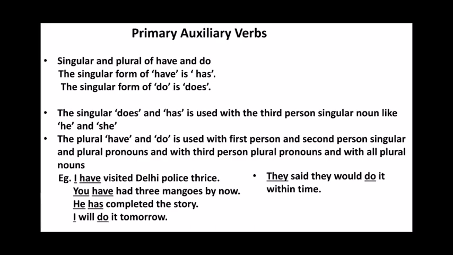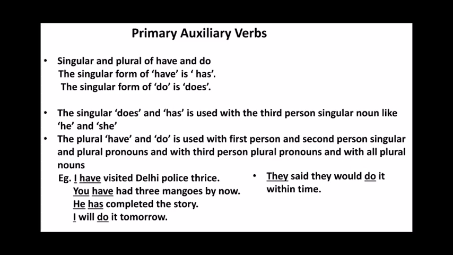For example, I have visited Delhi police thrice. So you can see I, that is the first person, and we have the verb have with it. Next is you have had 3 mangoes by now. So you is the second person, and along with it we have the word have. Next is he has completed the story. So here we have he, that is the third person.